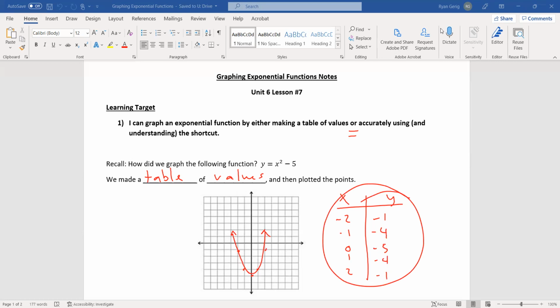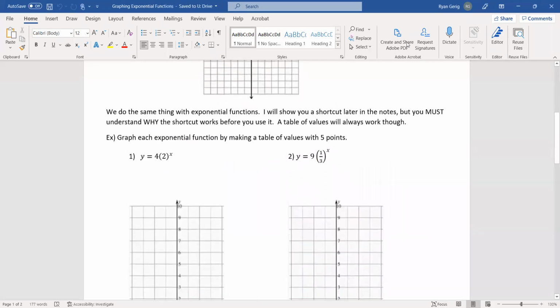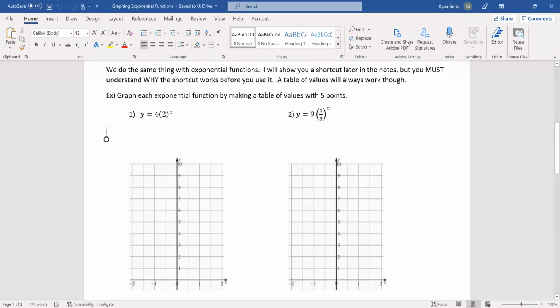Okay. Now, how does it apply to today? We can do the same thing with exponential functions. I will show you a shortcut later in the notes, but you must understand why the shortcuts work before you use the shortcut. What I want you to understand is that a table of values is always going to work. It might take a little more time, but it will work.